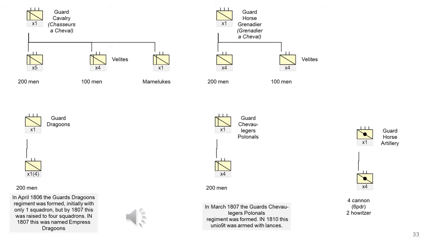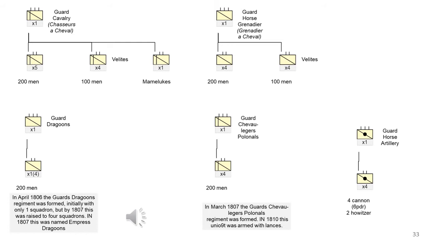The Chasseur à Cheval Light Guard cavalry consisted of 10 squadrons, one of which was made up of Mamelukes. The Mamelukes were later formed up into an entire regiment. The Guard Grenadier à Cheval, either heavy or medium cavalry, I'm not quite sure, consisted of 8 squadrons. In both cases, the velites were not to be used in the field army and probably were used in the role of a depot squadron or to take reinforcements from.